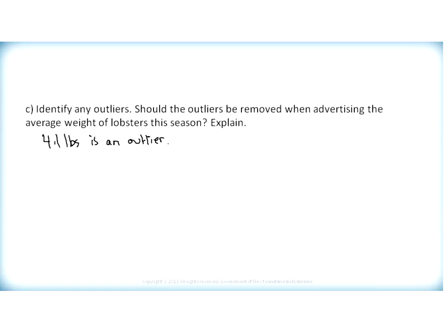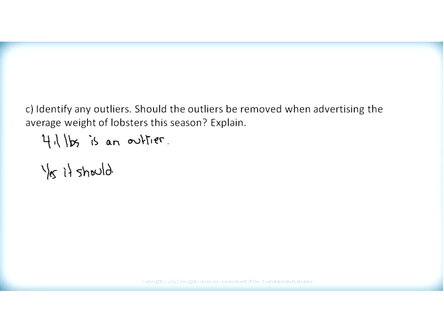Should the outlier be removed when advertising the average weight of the lobsters this season? Yes, it should. The reason is, when you're looking at an average weight, most of the lobsters are within 1 and 2 pounds. By having one lobster that's 4.1 pounds, your mean amount is going to go way up.